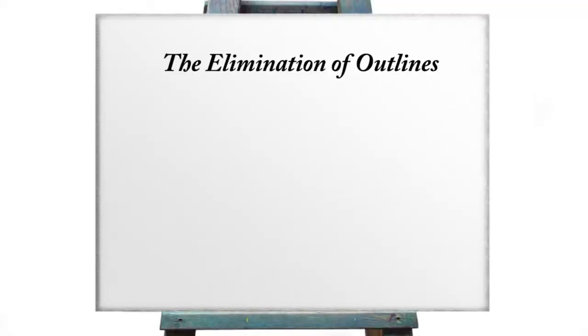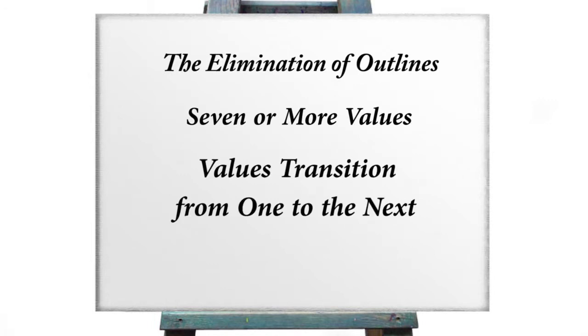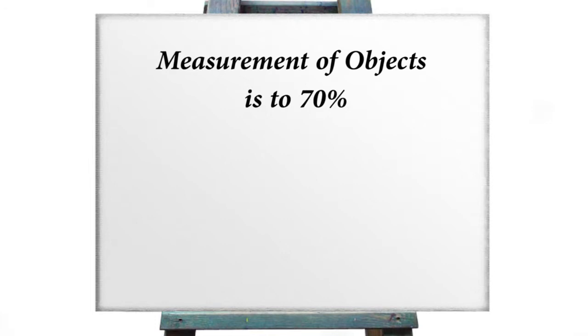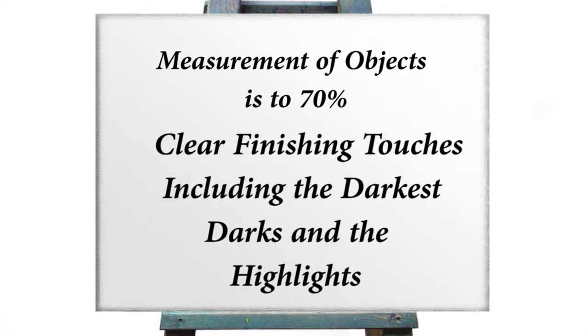Within this assignment, I look at the understanding of the following: the elimination of outlines, 7 or more values, value transition from one to the next, measurement of objects to 70%, which is a Pennsylvania Highlands guideline, and clear finishing touches, including the darkest darks and highlights. This assessment process can mimic any assignment given within the class of Intro to Painting and Sculpting.